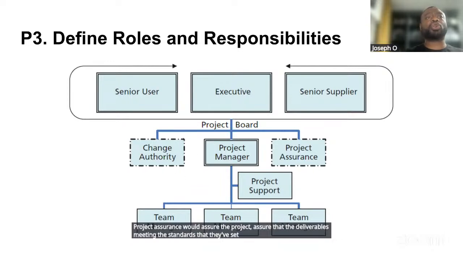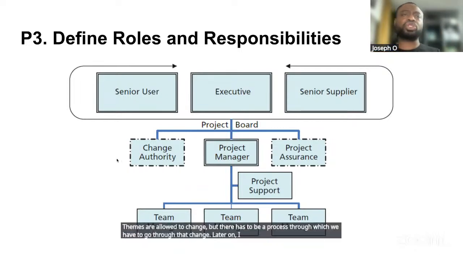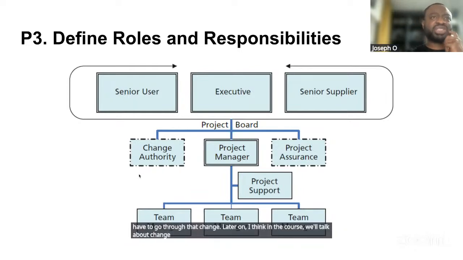And then change authority is another role. In Prince 2, we allow changes based on if things have become off specification, or there's a request for change, or it's an issue. Things are allowed to change, but there has to be a process through which we go through that change. Later on in the course, we'll talk about change management within the project environment.